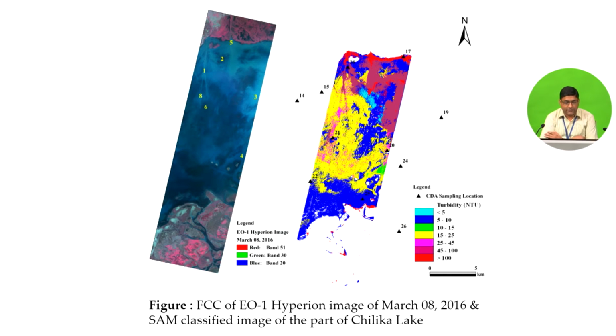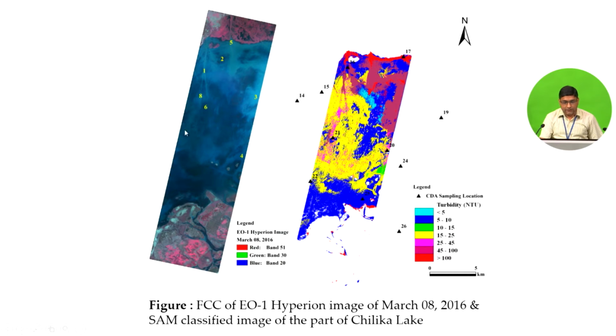So later what we have done, we have done this spectral similarity analysis where the image spectra and the field spectra have been used, and the spectral angle between the two spectra has been calculated. Wherever the angle is minimum, that particular pixel has been assigned the class of that field spectra. So in this way the entire image has been classified into these many classes of turbidity.